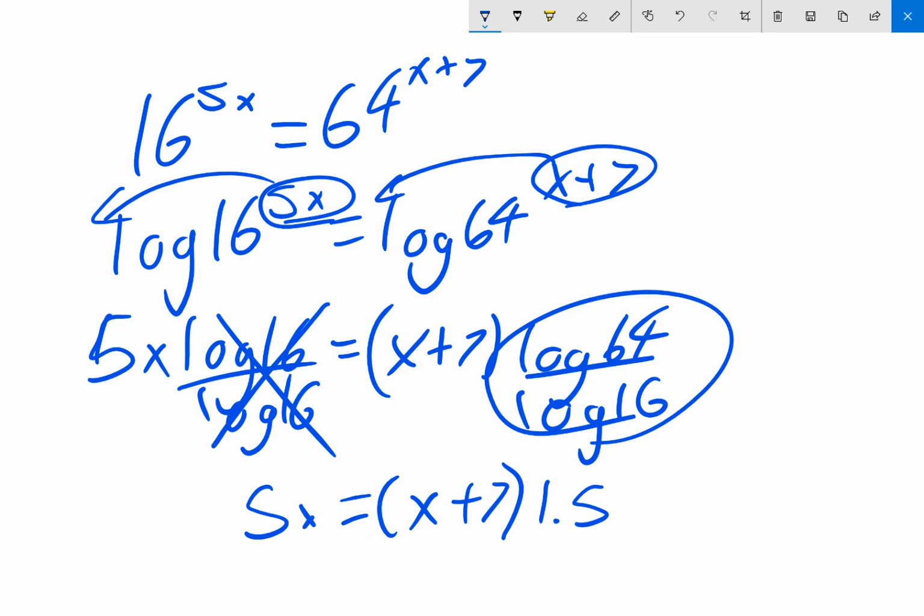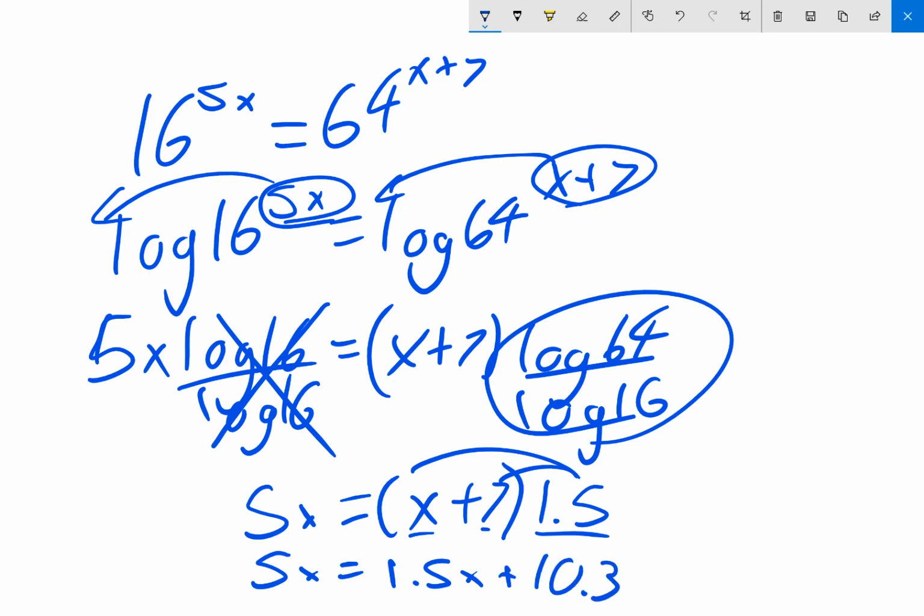So again, we have a pretty normal equation, except for the fact that we have to multiply the 1.5. It's kind of like a backwards distributing, but it is distributing. Multiply the 1.5 with the x and 7. So we get 5x equal to 1.5 times x and 1.5 times 7, which is, I believe, 10.5.